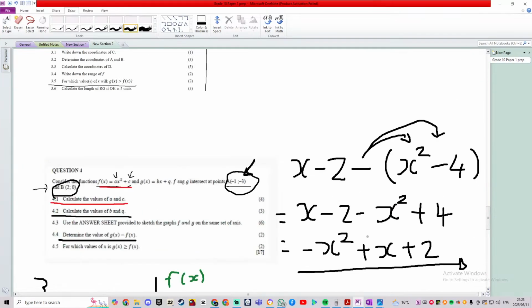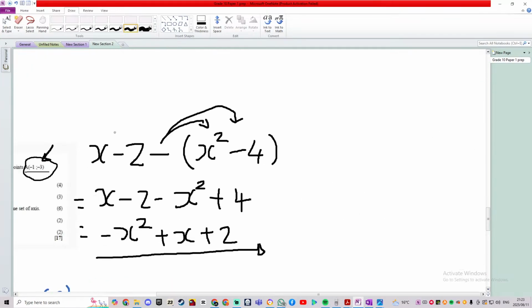And then we did this over here. We just take the graph's equation and you minus the first one. G of x minus f of x. But the brackets are important. Always. So yeah.